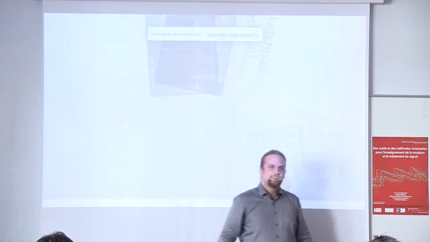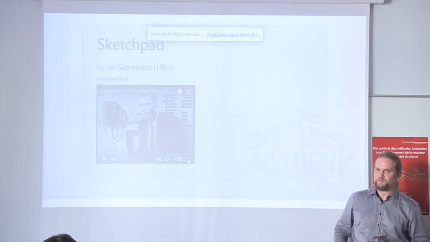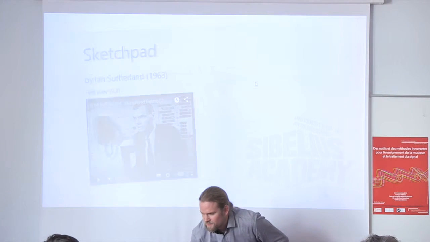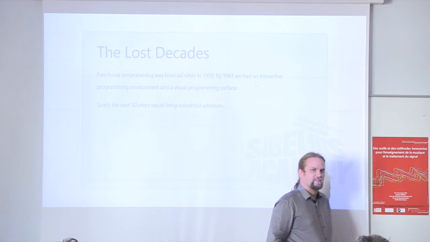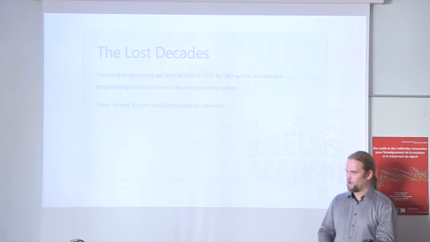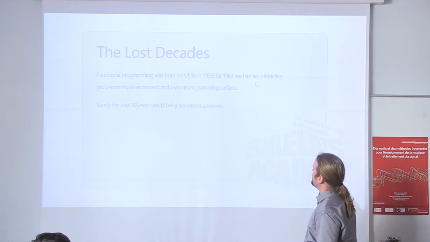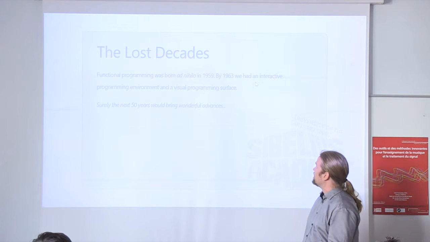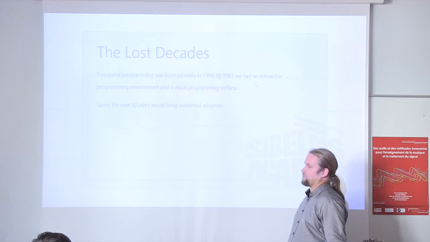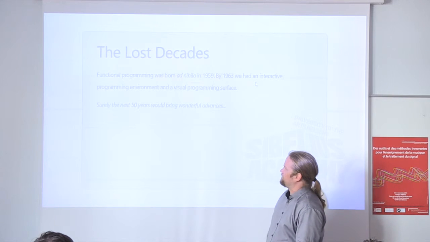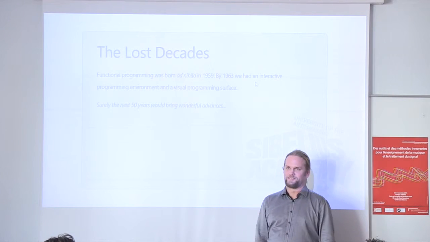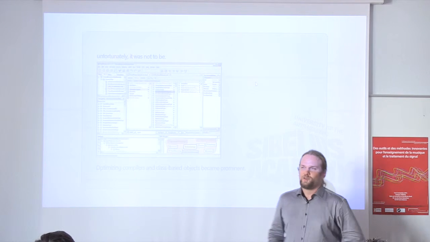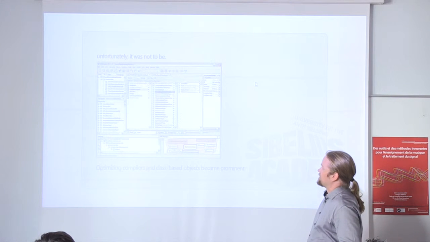Okay, I'll stop you there. So that's 1963. So, functional programming was born ad nihilo, in effect, in 1959. 4 years later, we had an interactive programming environment, and elsewhere, a visual programming surface. So, the next 50 years would certainly bring wonderful advances, right? Or not. We ended up looking at something like this.